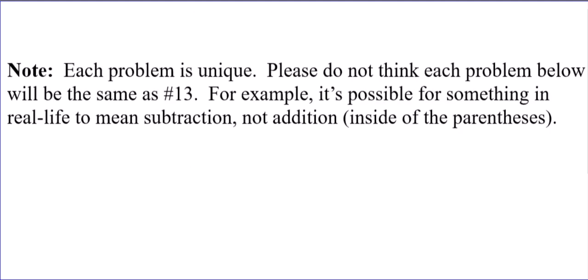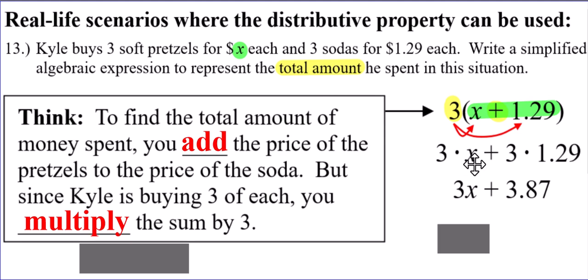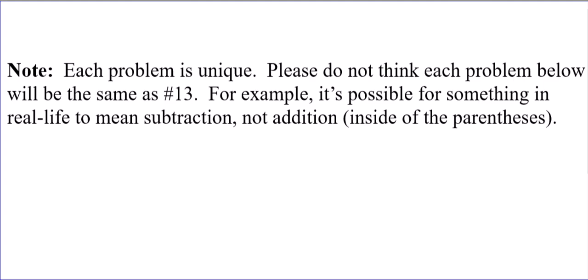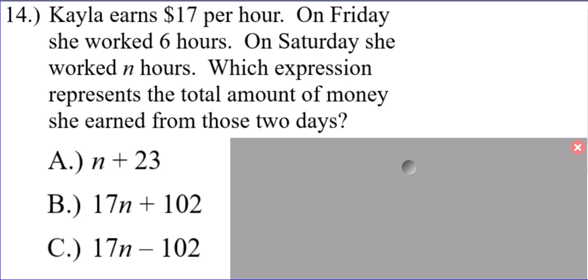Now, note, each problem is unique. Please do not think that every problem below is going to be the same as number 13. It might not be exactly the same. For example, spoiler alert, it's possible for something in real life to mean subtraction and not addition. Yes, finding a total amount is addition, but there are some things in life that might mean subtraction. Am I possibly spoiling a future problem? Perhaps I am. I'm not going to tell you which one. You're going to try number 14 and number 15 on your own, and then you'll hit play when you're ready to see how you did. So go ahead and hit pause now and do 14 and 15.